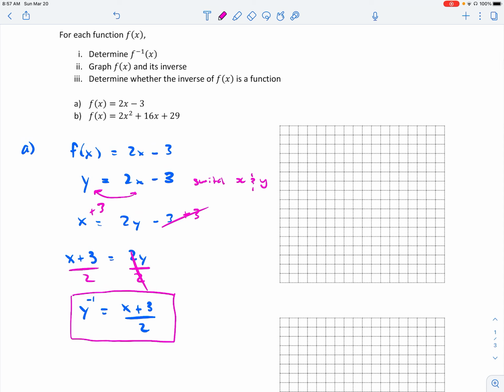And we're then asked to graph it. So graph the function and its inverse. So we could easily graph this one here. Just a linear equation. Actually, I'll start this over here. So there's my y-axis and then the x-axis. I'm just trying to get these through the middle of the graph.